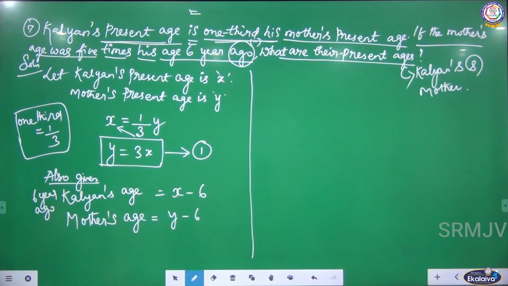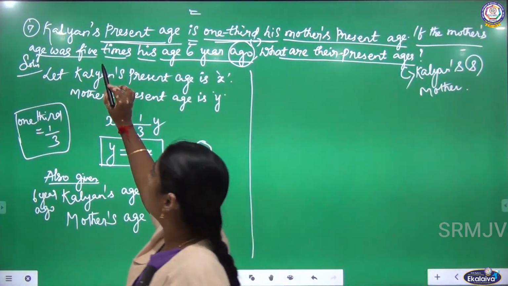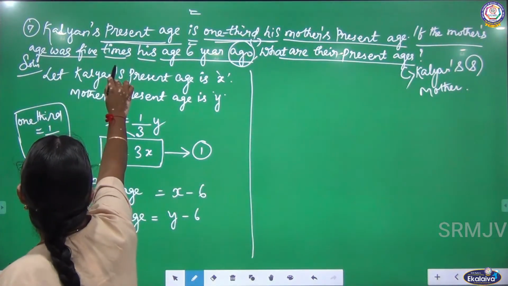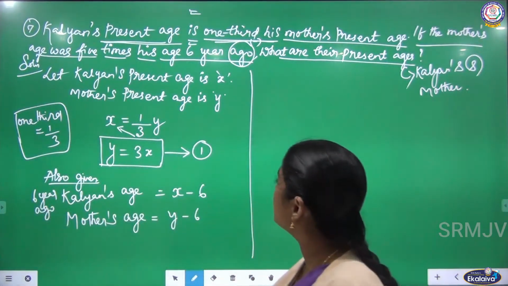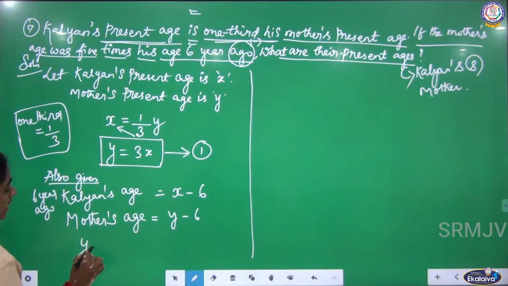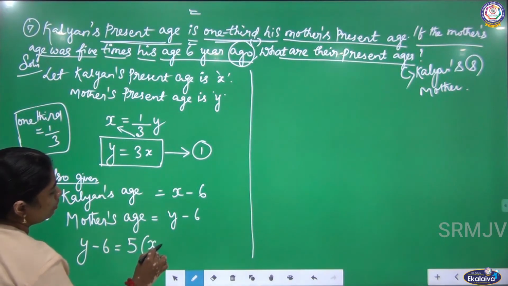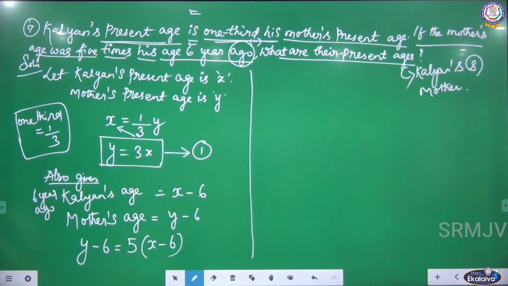And listen, the mother's age was 5 times his age 6 years ago. So what am I going to write here? Listen, y minus 6 is equal to 5 into (x minus 6), because the mother's age is equal to 5 times his age. So for that I am framing the equation like this. Okay, y minus 6 is equal to 5 into (x minus 6).